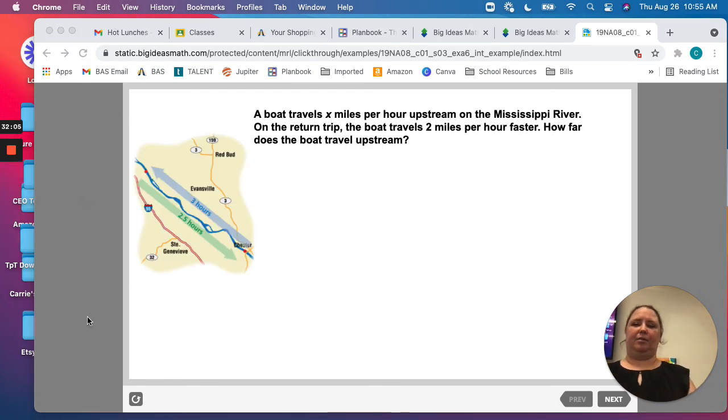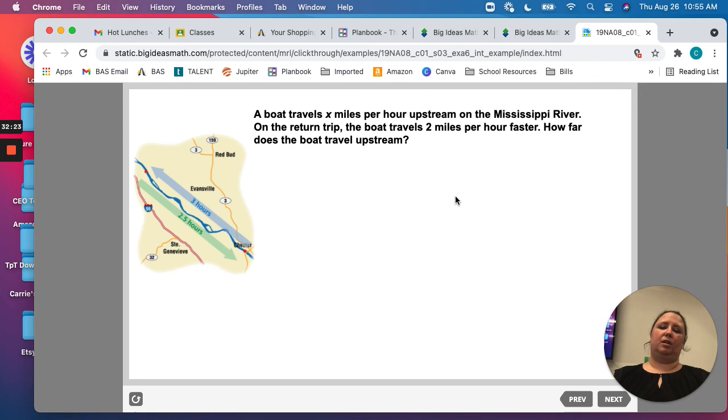Okay, last example, 8th grade. A boat travels x miles per hour upstream on the Mississippi River. On the return trip, the boat travels 2 miles per hour faster. Why do you think that is? They're going downstream, the water. Yep. How far does the boat travel upstream?